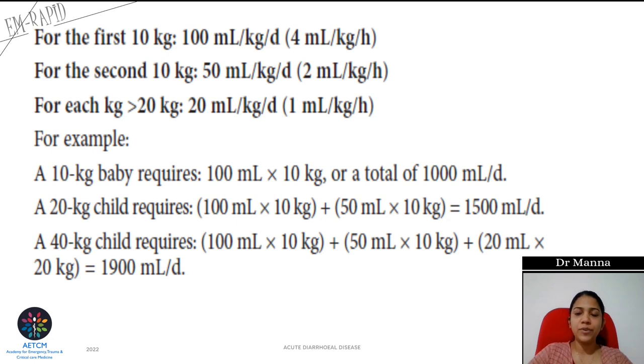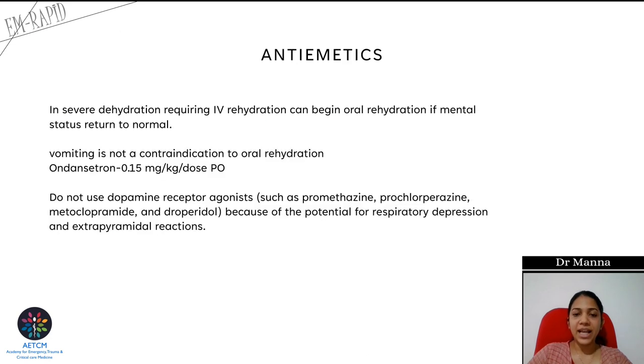In maintenance fluid, it need not be crystalloid as such. We can give dextrose containing fluid also. And antiemetics: usually, vomiting is not a contraindication for oral rehydration therapy, as I've already told. If the vomiting is continuing, we can give ondansetron at a dose of 0.15 milligram per kilogram per dose orally. We are not supposed to use agents like metoclopramide, promethazine, prochlorperazine and all, because they can cause respiratory depression and extrapyramidal reactions. So that should be avoided.